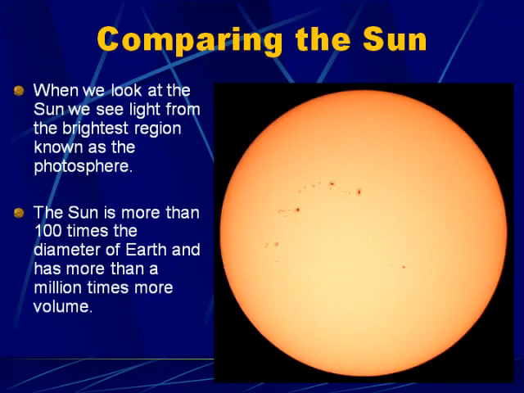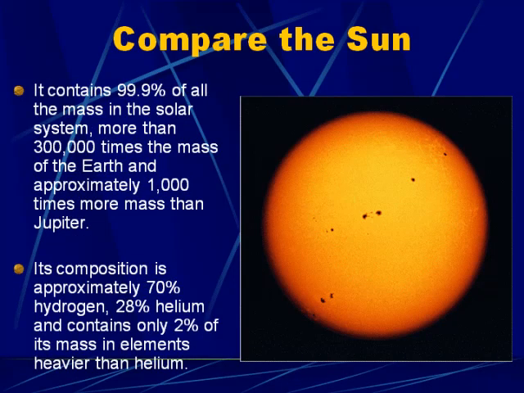Now, when we're looking at the sun, typically we're looking at the brightest part of the sun known as the photosphere. Now, if we were to place the Earth right next to the sun, it would be barely a speck on this diagram. The sun's more than 100 times the diameter of the Earth, and therefore, if we look at the total volume, it's more than 1,000,000 times the total volume. It contains 99.9% of all the mass of the solar system.